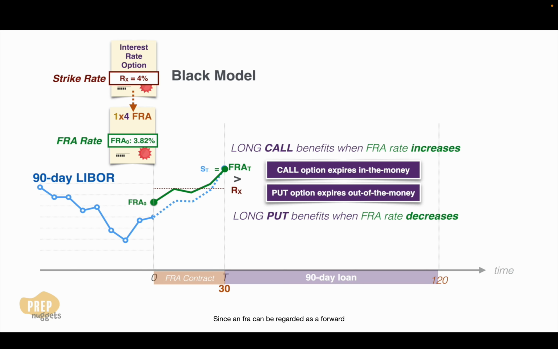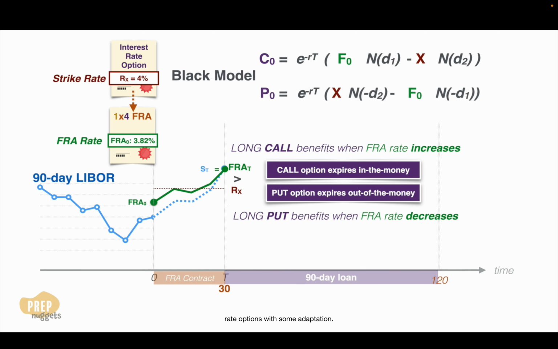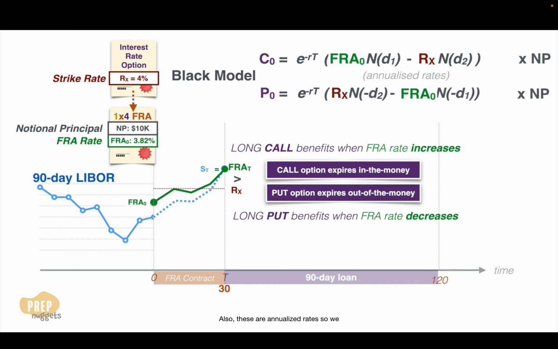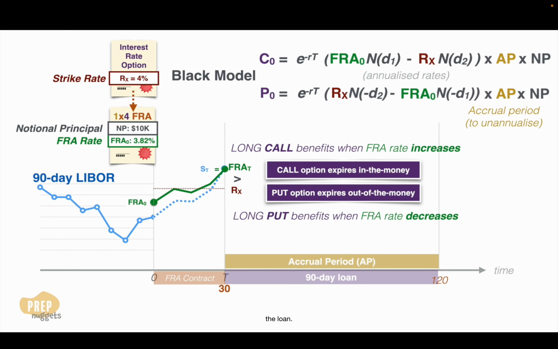Since an FRA can be regarded as a forward contract, the Black Model can be used to value interest rate options with some adaptation. The forward price is simply the FRA rate, and the strike price is the strike rate. As these are interest rates, we multiply them by the notional principal of the FRA. Also, these are annualized rates, so we should multiply it by the accrual period to unannualize the rates. For an FRA, the accrual period is the period of the loan.